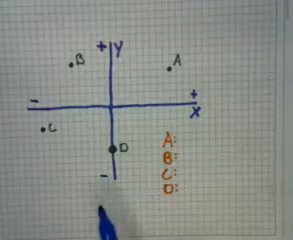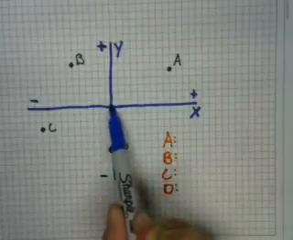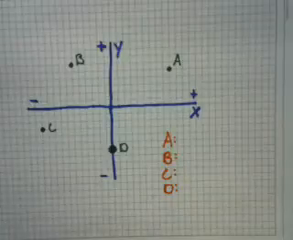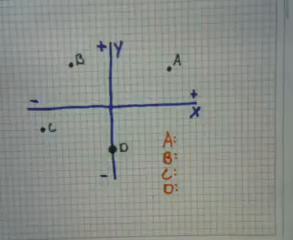Okay? So that leads us to the middle, the very middle, the crosshair. What is that called? Well, that's called the origin. Some people use a capital O to symbolize the origin. Other people will just use its ordered pair, which is 0, 0.